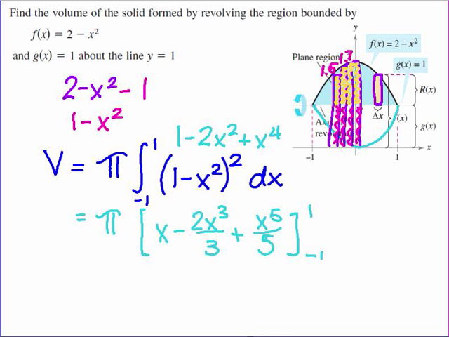So this is what we did yesterday? Yeah. So really you should get 1 minus 2/3 plus 1/5, and then minus -1 plus 2/3 minus 1/5.